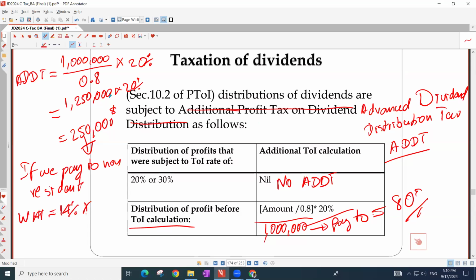14%. On which number? On which number, $1 million or 1.25 million? Okay. 14% on 1 million or 1.25? 1.25 is your answer. Okay. Yes or no? Yes. Okay.